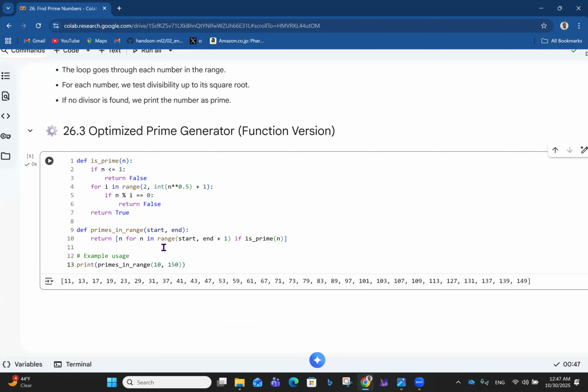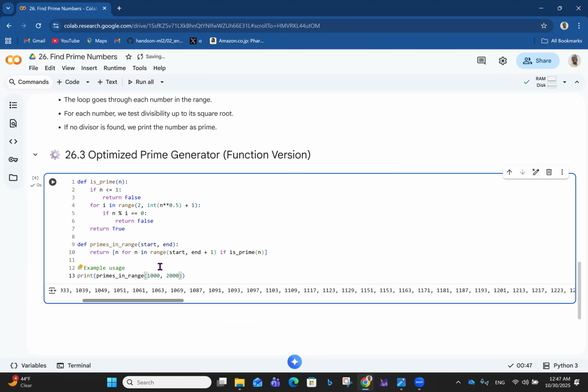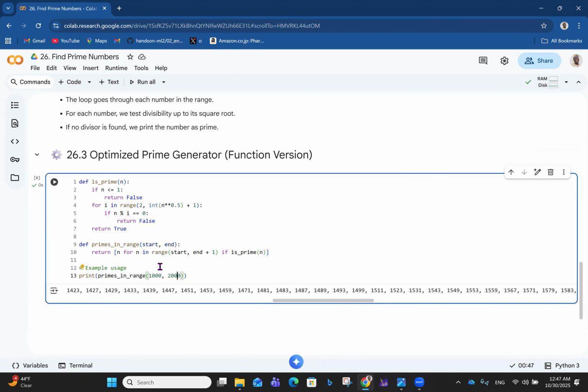So maybe I want to find all the prime numbers between 1000 and 2000, like this. So here we have them, quite a lot. 1999 is a prime number, 1423 is a prime number.